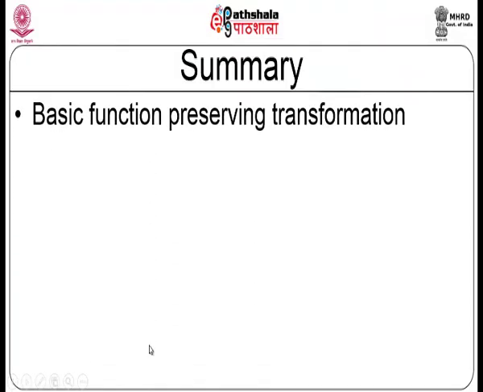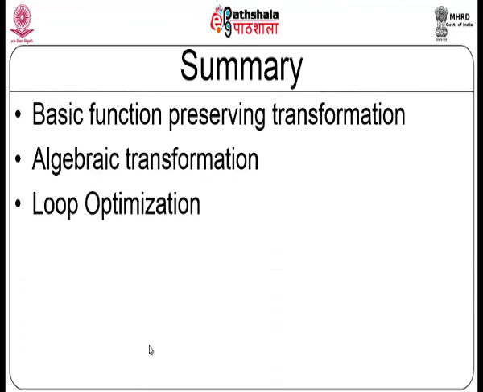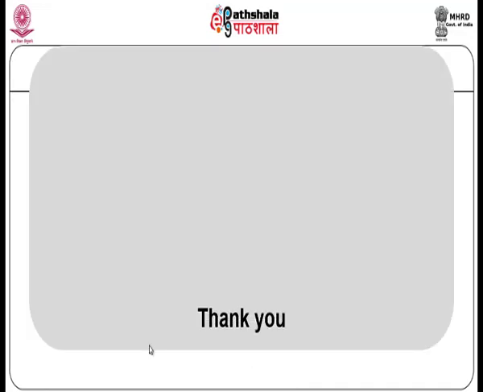Now on to summarizing. In this module we have talked about the basic function preserving transformations, like common sub expression elimination, copy propagation, constant folding and dead code elimination. We have also seen some algebraic transformations and the DAG based representation of basic blocks for common sub expression elimination also. We have also done loop optimization, where we have looked at induction variable elimination, strength reduction and code motion. Thank you.